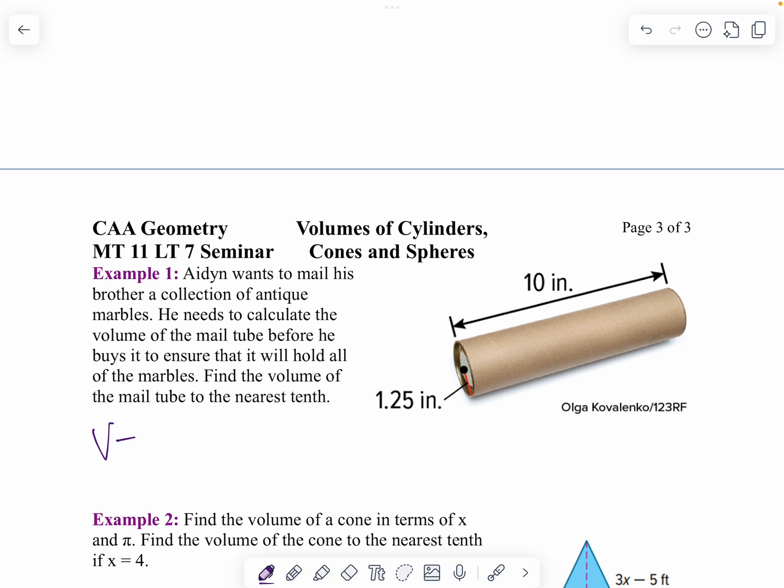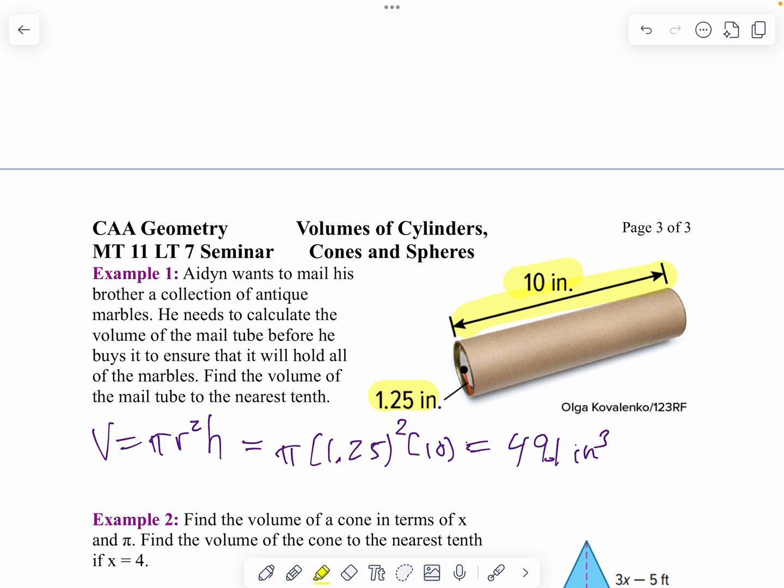So the volume is pi r squared h. In this problem, the radius is 1.25, isn't it? So we're going to say pi times 1.25 squared. And the height is going to be the distance between our bases, which in this case is 10. Use our calculator to find that, and we'll get about 49.1 cubic inches. And there's your answer.